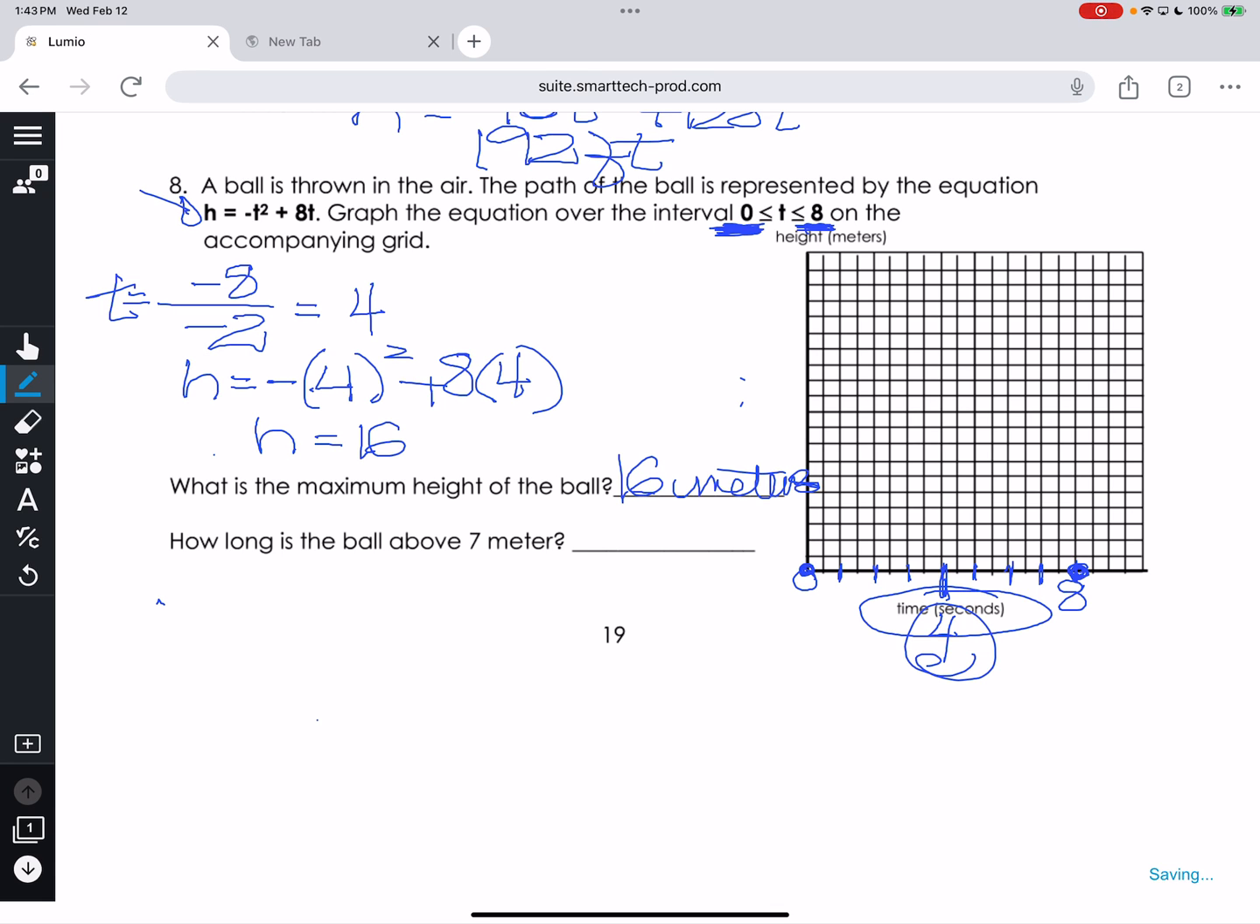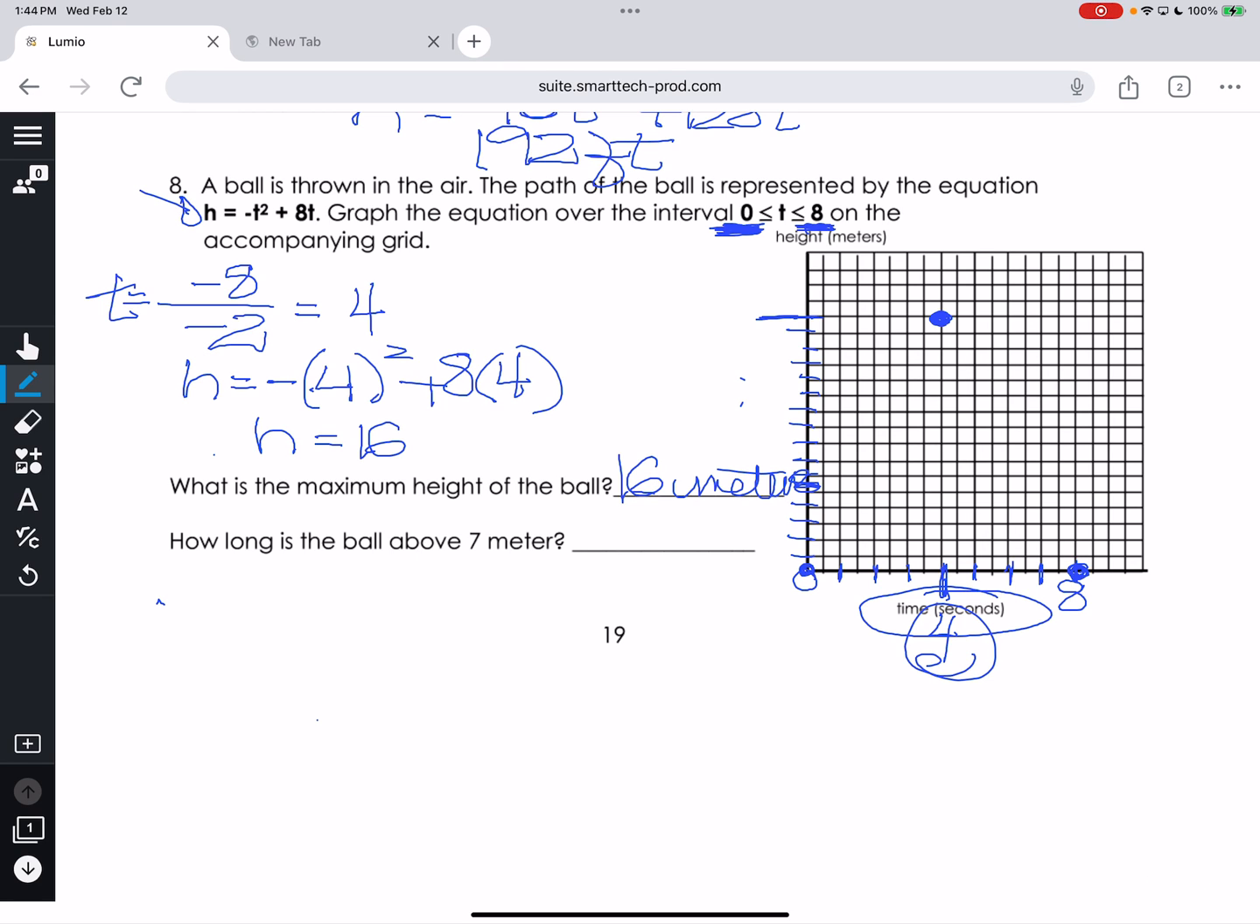So I'm counting every one because we don't have 32 little marks. So 1, 2, 3, 4, 8, 9, 10, 11, 12, 13, 14, 15, 16. Run over there. All right. There's our graph at the vertex.